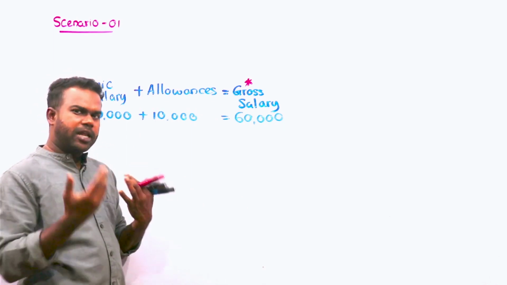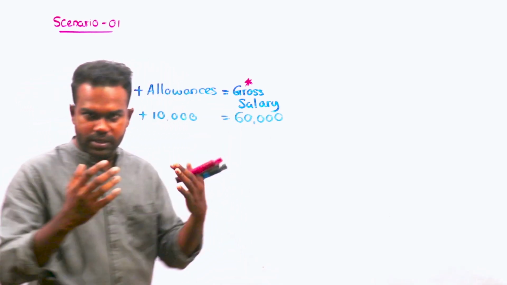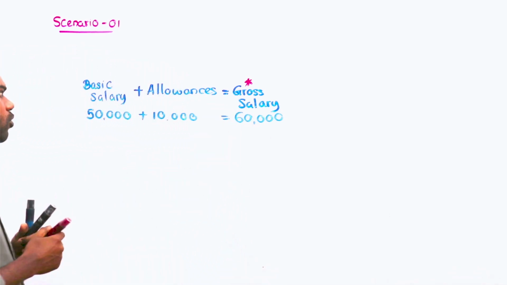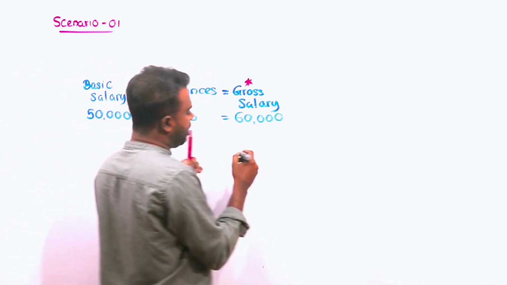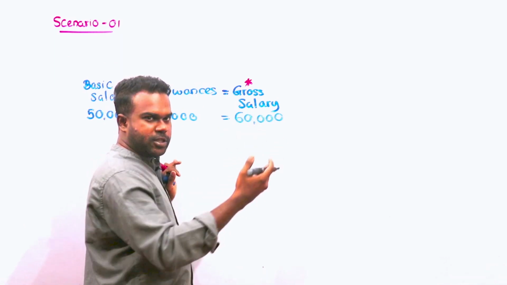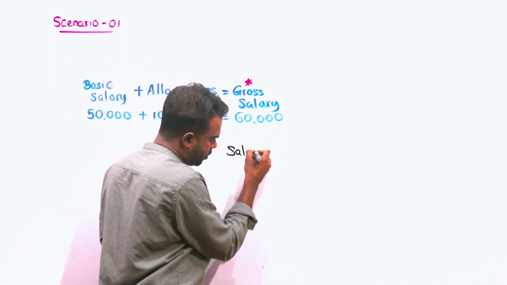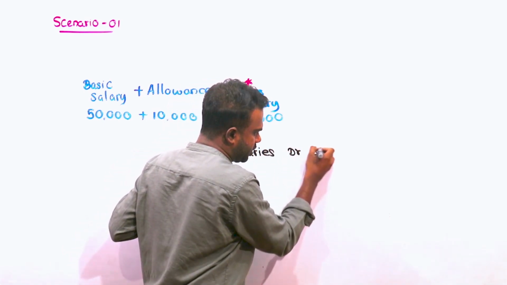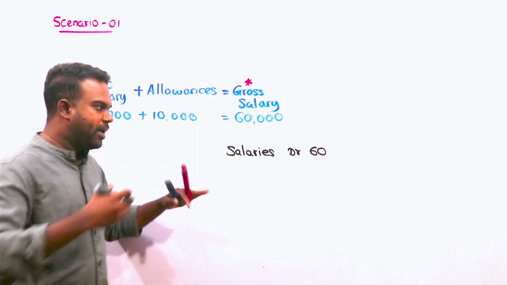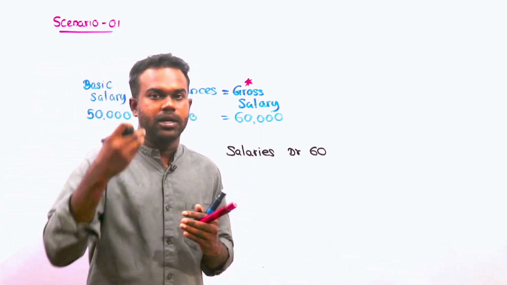Then how to record? A double entry should be recorded for this. Gross salary, this is a double entry. Salary expense, and expenses increase with a debit. Salary expense debit 60,000. If paid, my cash would be deducted.